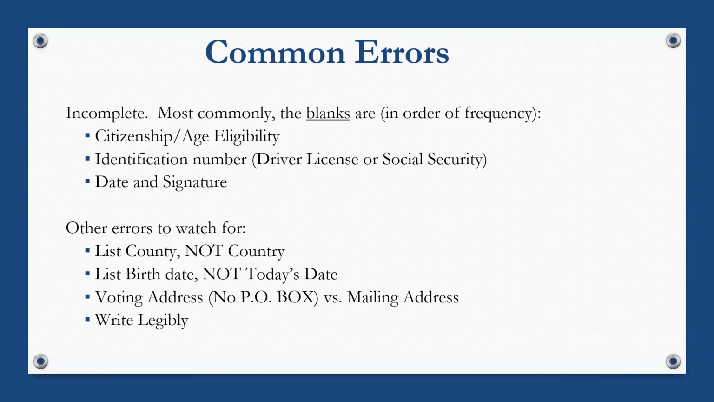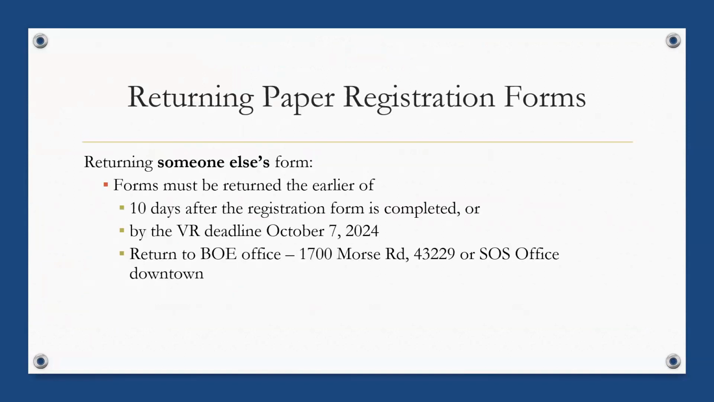So if they can't read it, they're not going to be able to adequately process the form. So, you know, if you can't read what a voter has given to you, the best thing is just to explain to the voter that they have to write legibly and ask them if they can fill out a new form.